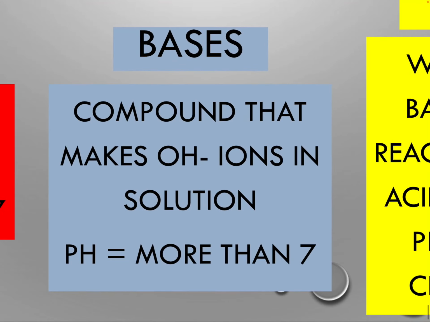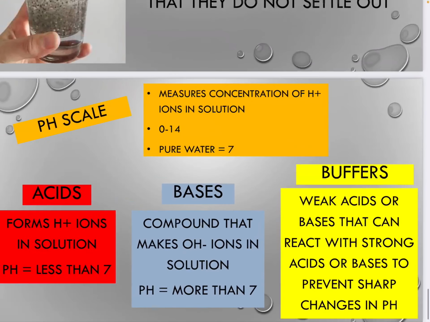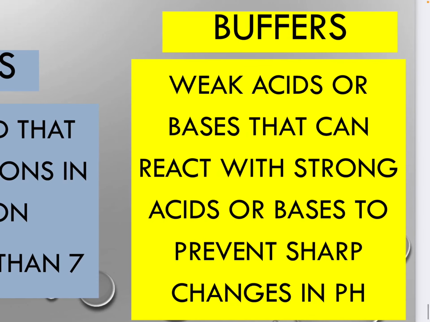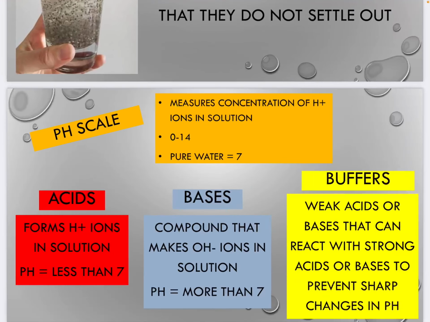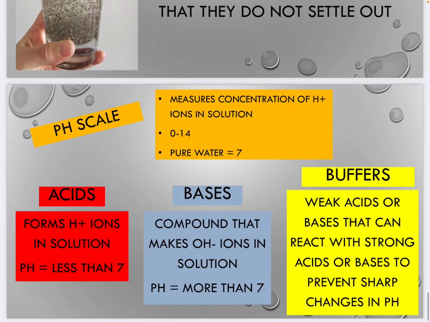Bases are compounds that make OH ions when they are put into solution, and the strongest bases have a pH of 14. And then buffers are weak acids or bases that can be put with strong acids and bases to try to bring them closer to 7, bring them back to neutral. Buffers are really important at keeping things from getting too high or too low a pH.